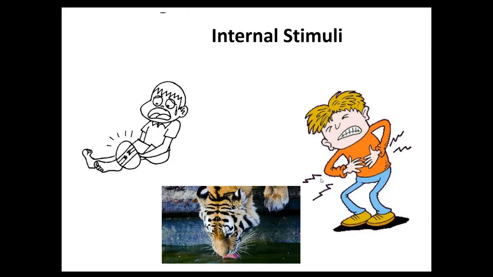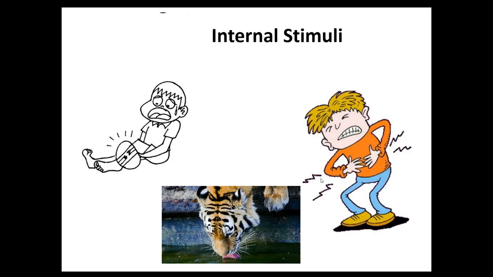So some more internal stimuli would be pain is a good example. When you break a bone, for example, your body is going to go into a lot of pain. That pain is a signal that something is wrong. It tells you that something's wrong. Your leg is broken. You should not stand on it. You need to do something to try to fix it.